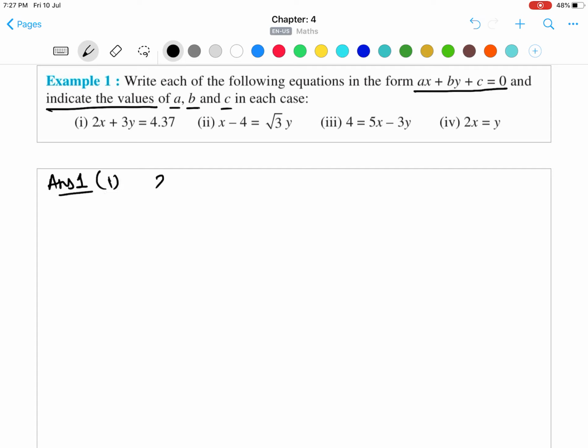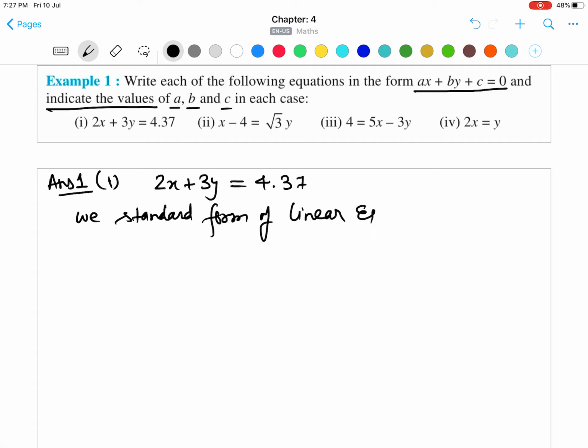Part 1, we have the equation 2x plus 3y equals 4.37. So first we will write the standard form of the linear equation in two variable, which is ax plus by plus c equal to 0.